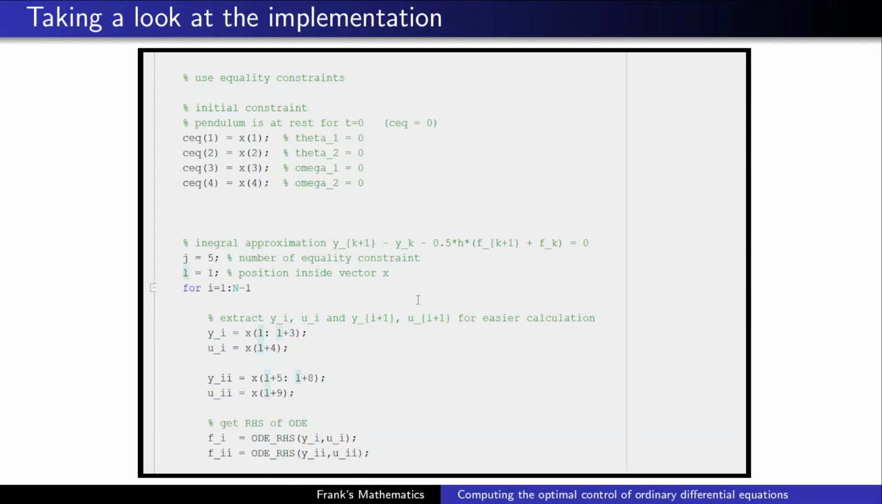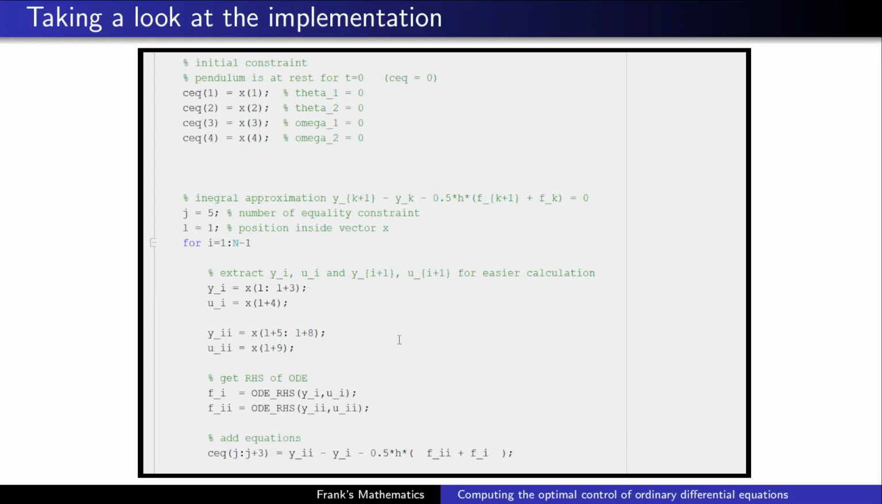J and L are some integers which help me to keep track of first my position inside the vector x, at which time am I, and J helps me to keep track of the equality constraints which are already filled. So now we are looping over all time intervals.